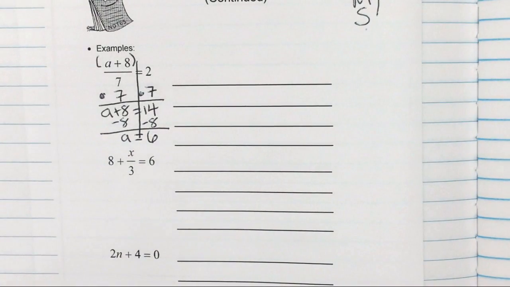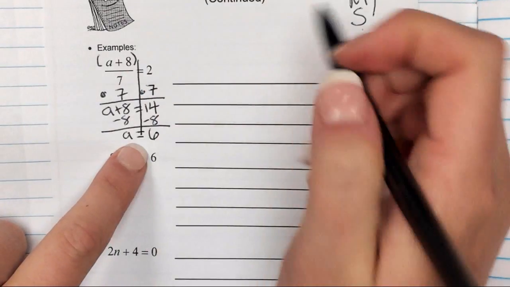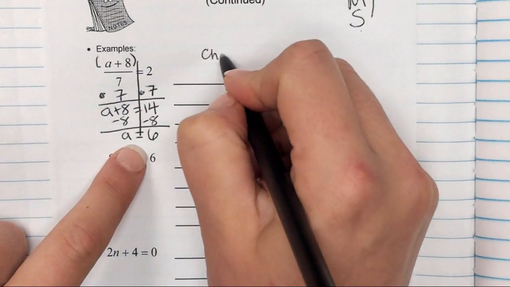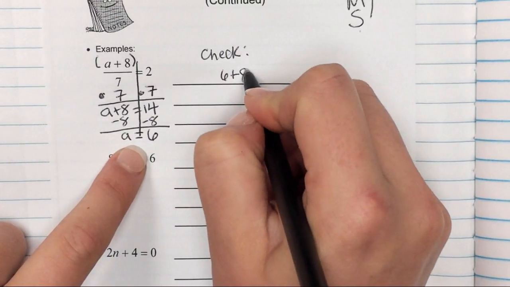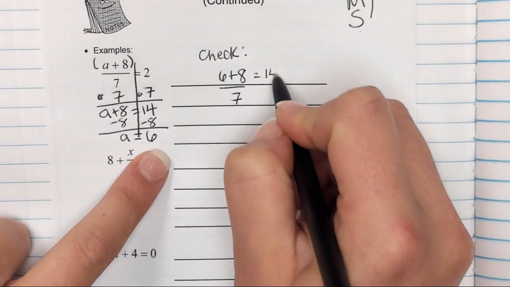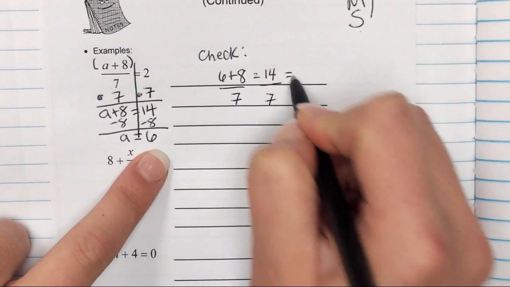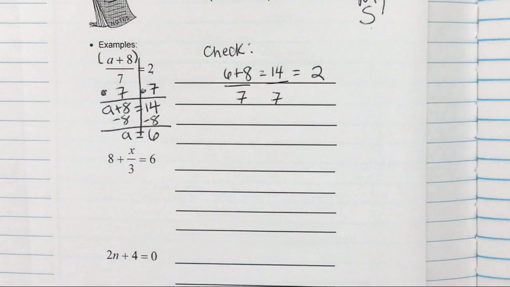So it's a good idea to check your work with two-step equations. So I'm going to plug 6 back in for a. So I have 6 plus 8 all over 7. 6 plus 8 is 14. And 14 divided by 7 is 2, which is what I was looking to get right there.